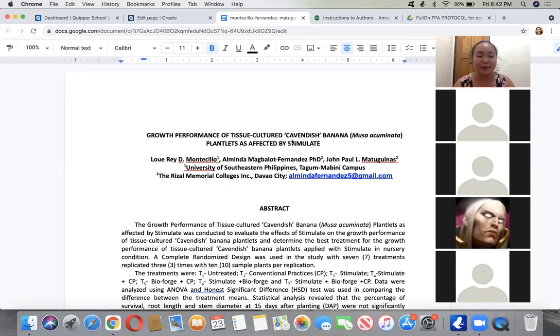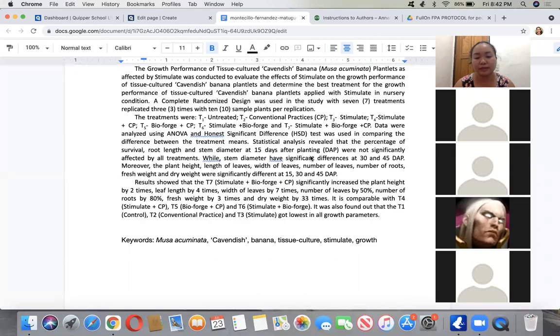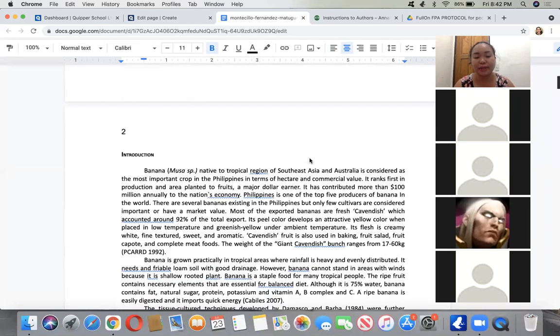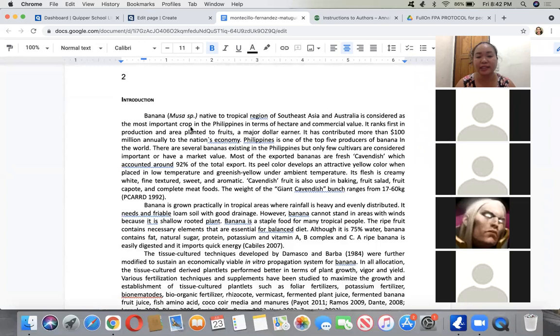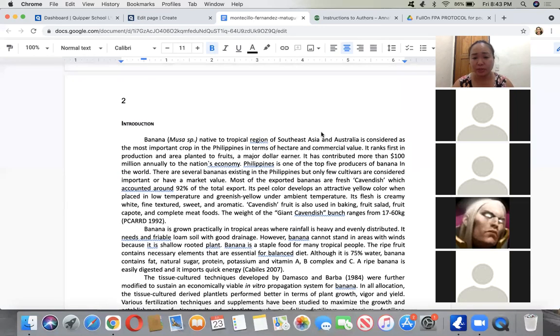It's another growth promoter. No? Because this is a research report, it already has an abstract. As you can see here, banana is being defined by geography. So where it is mostly found, and it's very important in the Philippines in terms of hectare and commercial value.